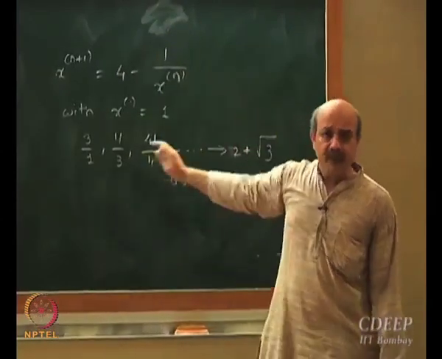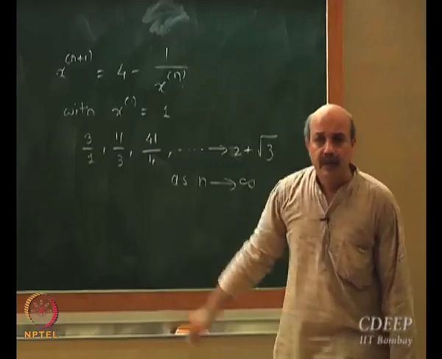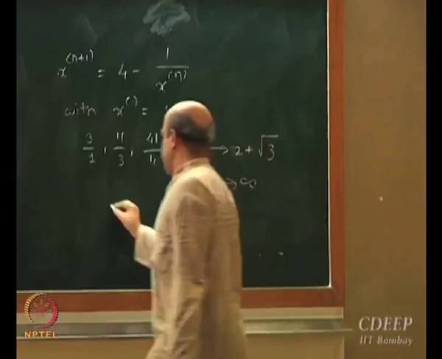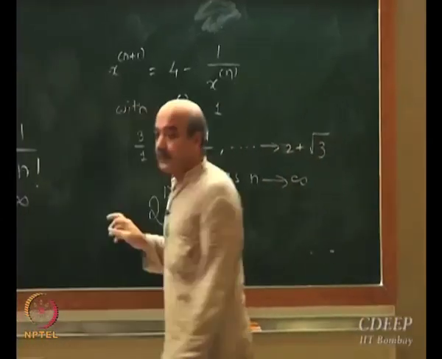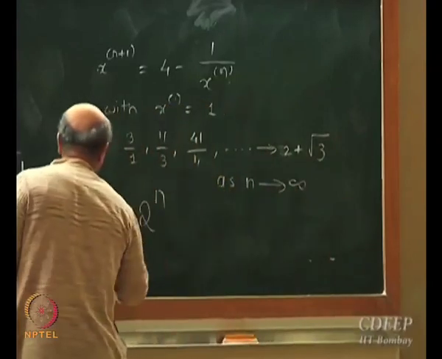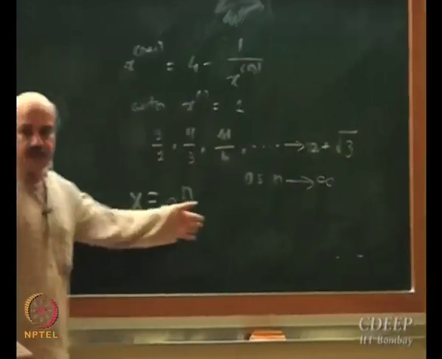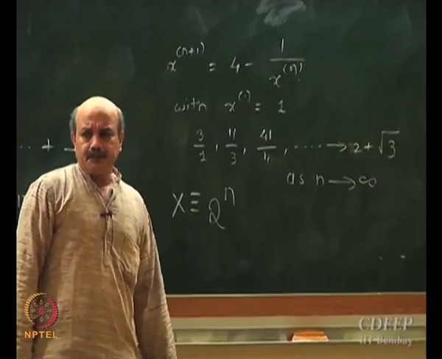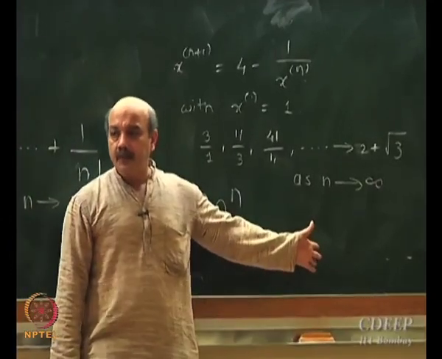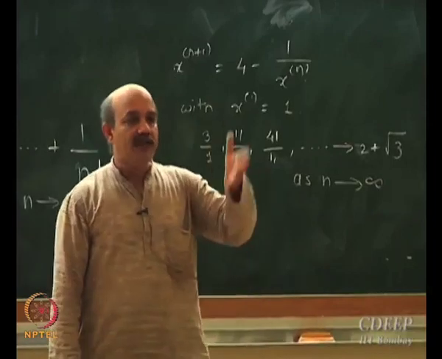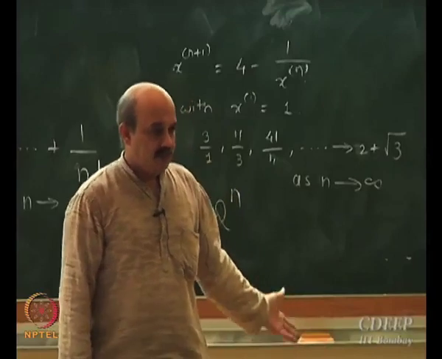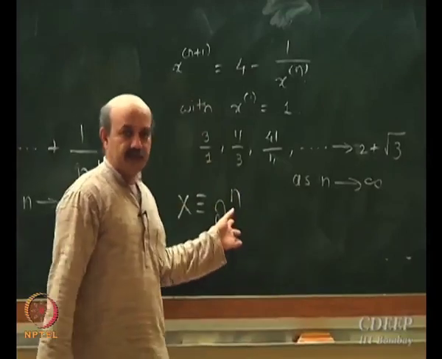If this is true about Q, it is also true about Qn. I can define a product space, which is Qn, an N dimensional space. My X can be Qn. Where do you get Qn? When I am doing computing in a computer, I can deal only with finite dimensional vectors.